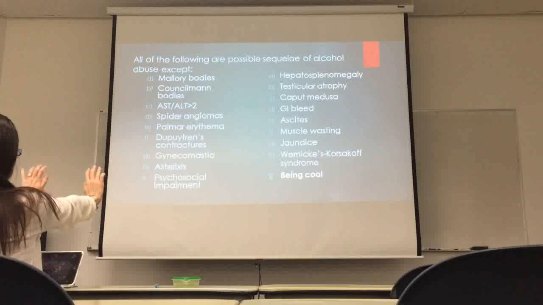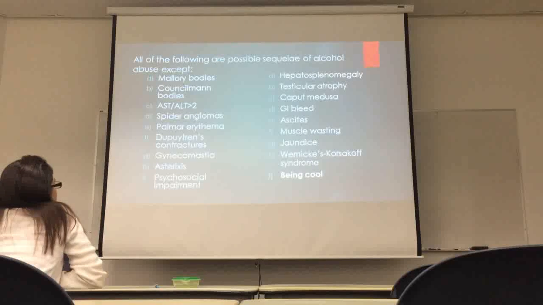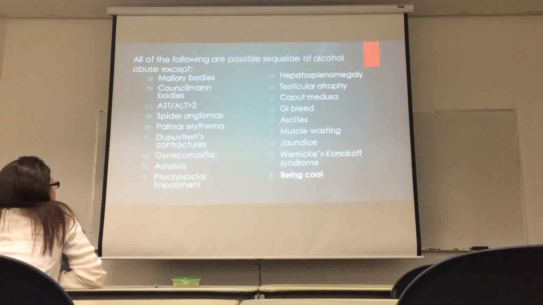What about GI bleed? How is this person getting a GI bleed? It could be several ways. You could have varices, or you could have the alcohol being an irritant to the stomach, a gastritis kind of deal.